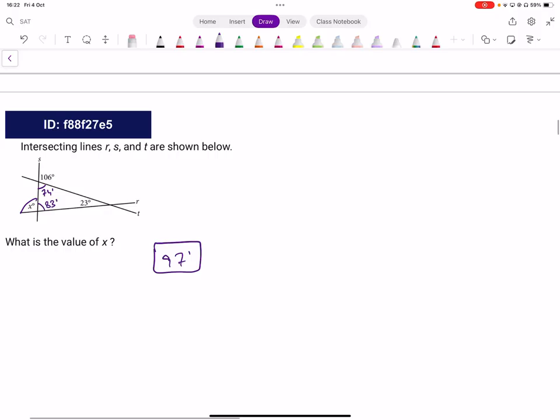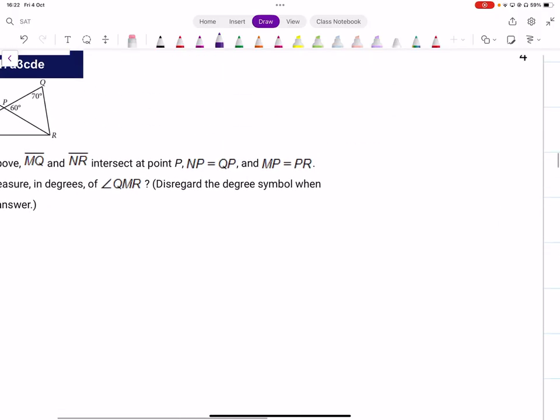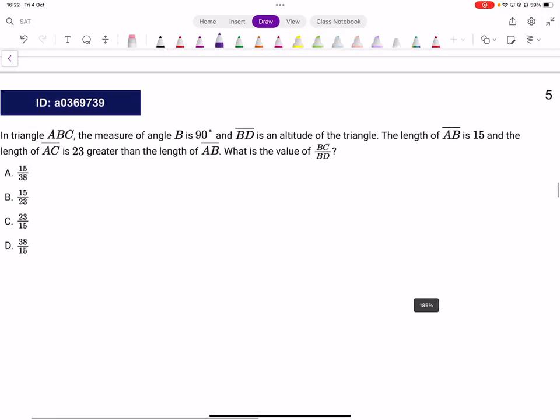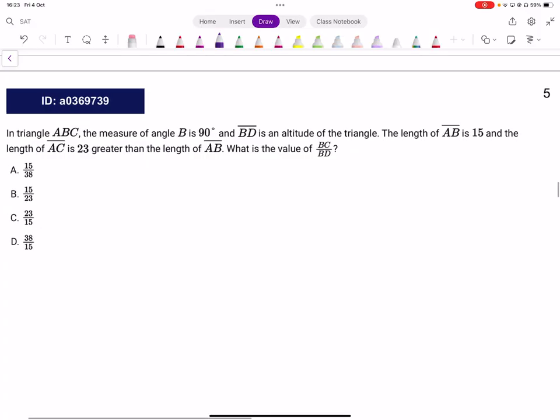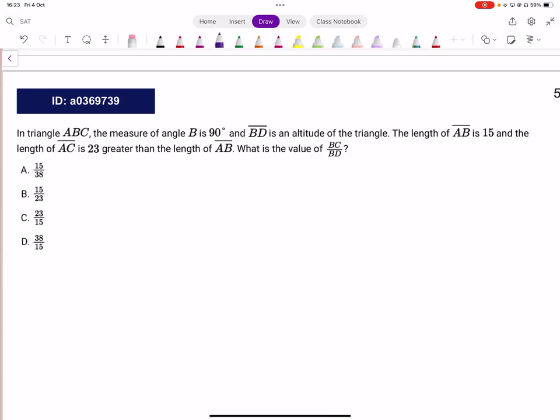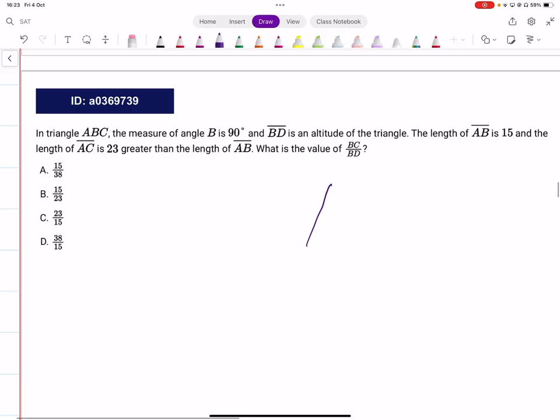The next is 5 from this. Okay, in triangle ABC, the measure of angle B is 90 degrees and BD is an altitude of the triangle. The length AB is 50 and the length of AC is 23 greater than the length of AB. What's the value of BC over BD? Okay, again, it will be easier if you draw a triangle here. BD is an altitude, that means B should be there. Okay, so let's make a triangle like this. This is B, this is A, this is C. BD is an altitude of the triangle.